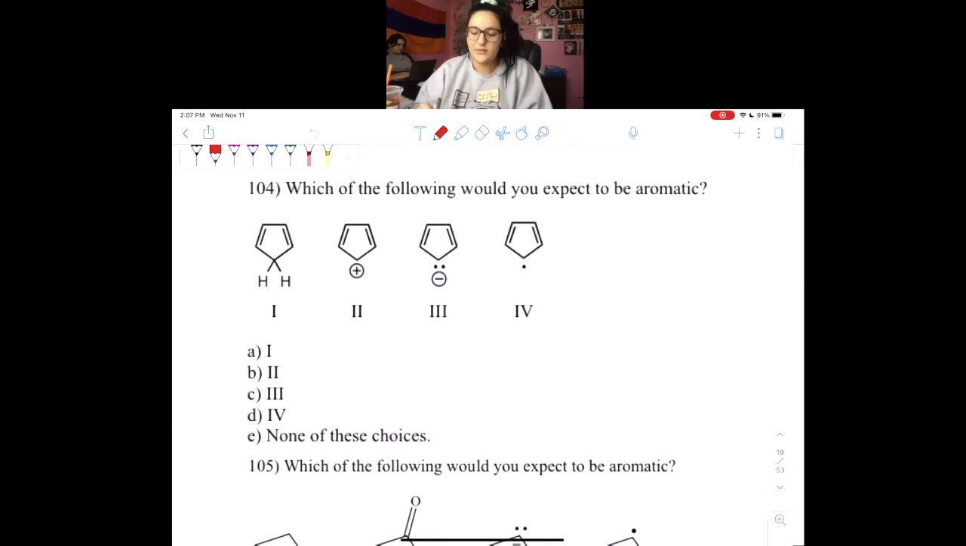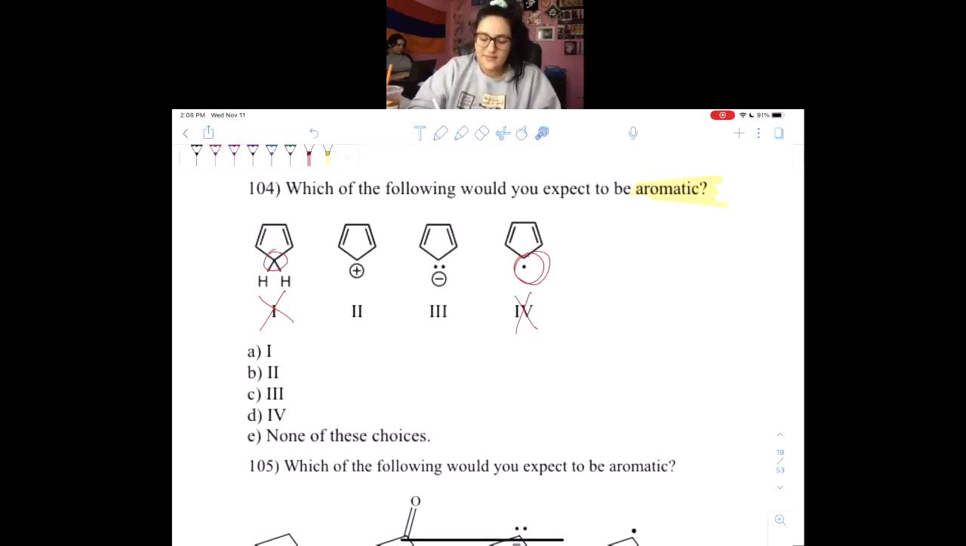So for this question, we are looking for the aromatic compound. We know it can't be this one because we have an sp3 carbon. And we know it can't be this one because we have one radical, and that would mean it's 5 pi electrons, so it has to be non-aromatic.